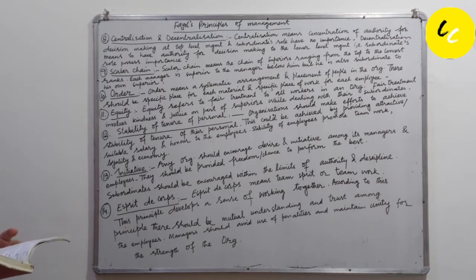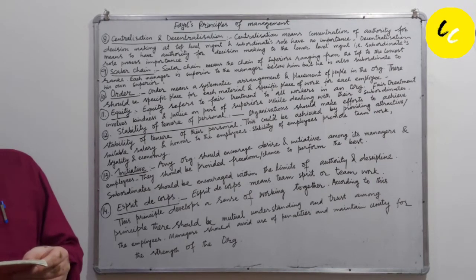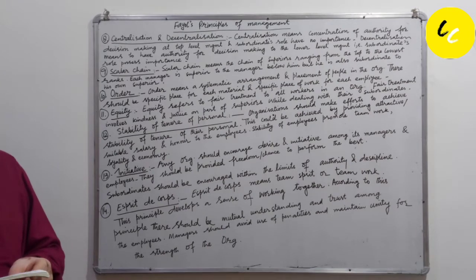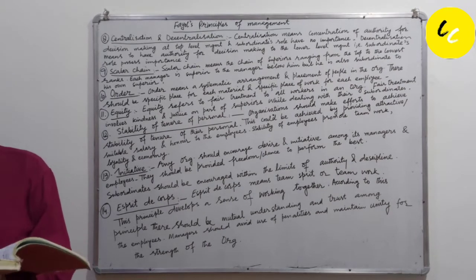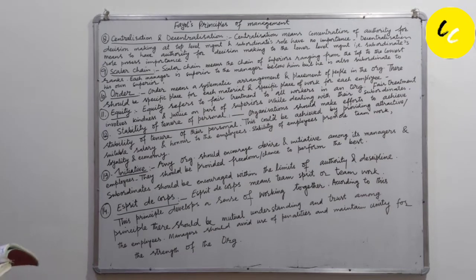In our previous class, we have studied division of work, the first principle, then discipline, then authority and responsibility, unity of command, fifth one, unity of direction, sixth, subordination of individual interest to overall interest or general interest, and seventh, remuneration of employees.